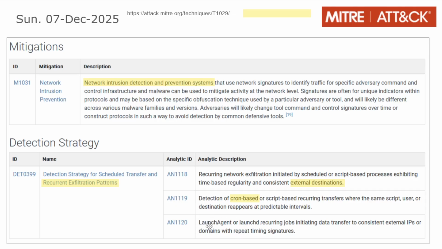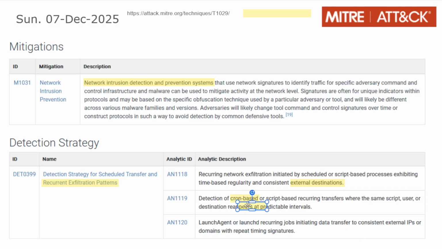That I don't know. Is it the Apple terminology? Let me know in the comments. Initiating data transfer to consistent external IPs or domains with repeat timing signatures. Yeah, so this stuff here, launch agent, no clue. It's just another name for the same thing, right? It looks like that. All right, but we got the detection strategy covered now.